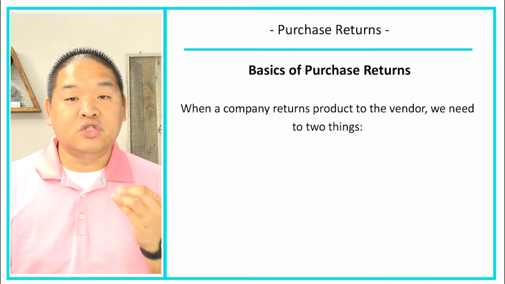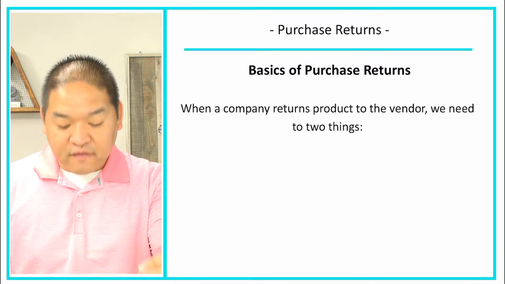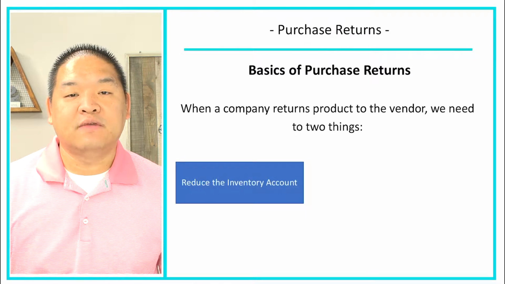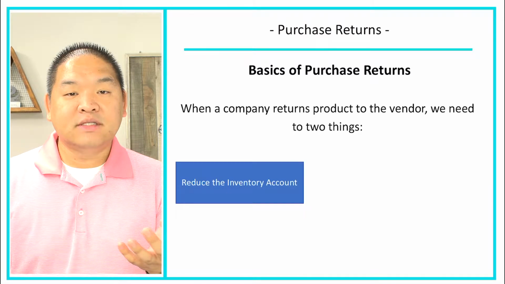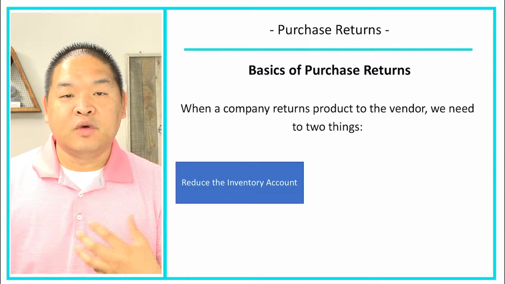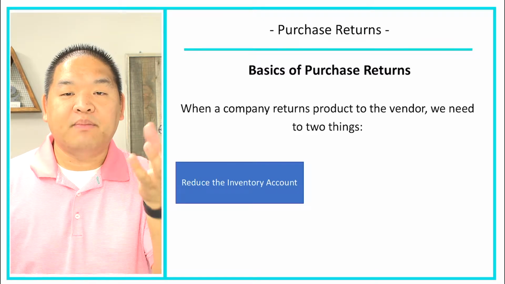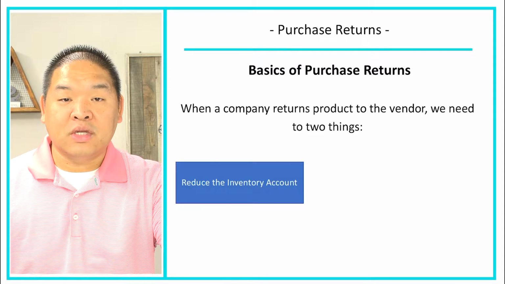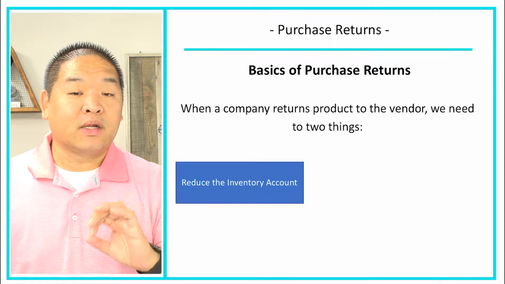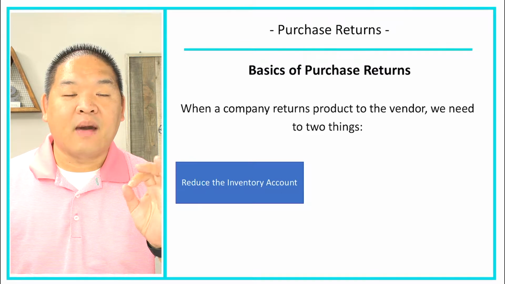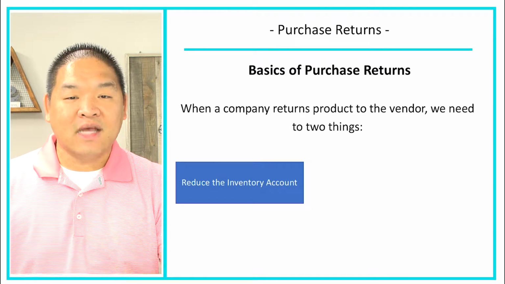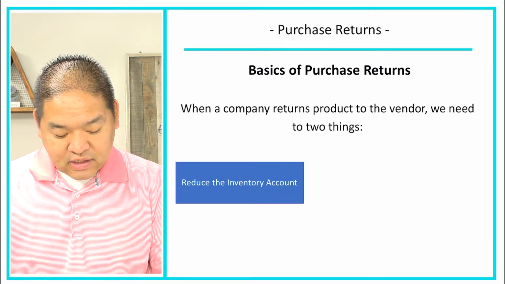Now, when we do return product to our vendor, two things have to happen. The first thing that has to happen is we've got to reduce the inventory amount in the account because that inventory is no longer in our possession. So when the inventory was received, we would have booked inventory amounts to go up because we received it. Now that we're returning it, we're going to have to reduce them down for the amount that we're actually returning. And we're going to do that amount based on how much we paid for it or we will pay for it, not necessarily what we would sell it to our customers. So that's the first thing that we're going to do.